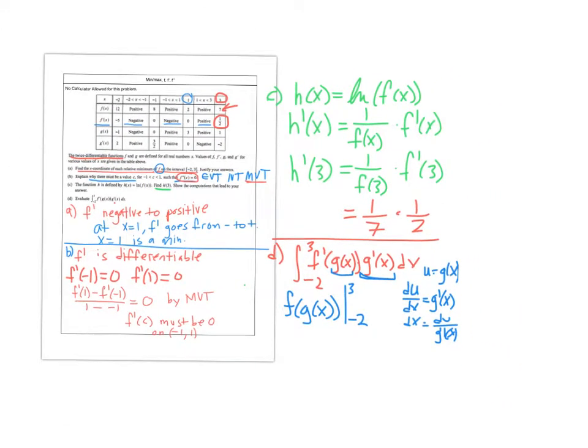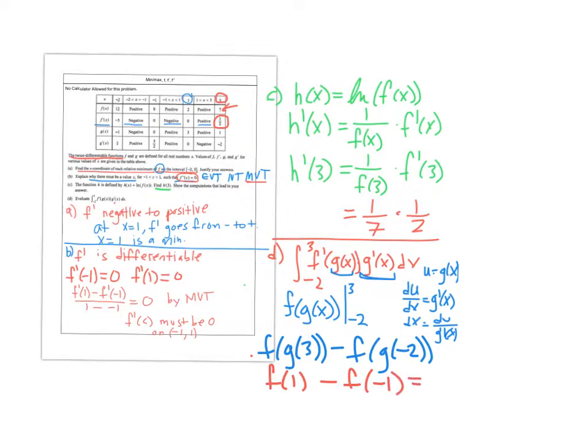So then when we look at this, this is going to be f of g of 3 minus f of g of -2. And that's going to be g of 3 is 1, so f of 1, g of -2 is -1, minus f of -1. So f of 1 is going to be 2. F of -1 is going to be 8. 2 minus 8 is going to be -6.